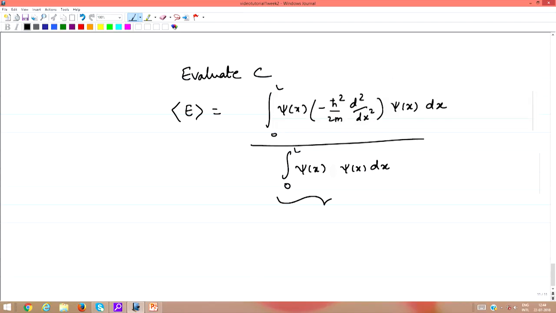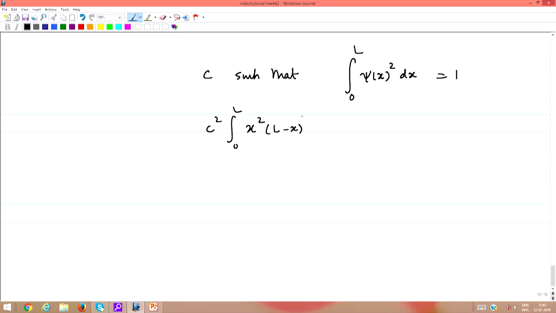So, if we set this equal to 1, if not, the c square will cancel out and the lower integral needs to be calculated. So, let us do the following. Let us first evaluate c such that the integral of psi of x square dx from 0 to L is 1. And in this case it is 0 to L, c square x square into (L minus x) square dx is equal to 1. That is what we want for the wave function to be normalized.